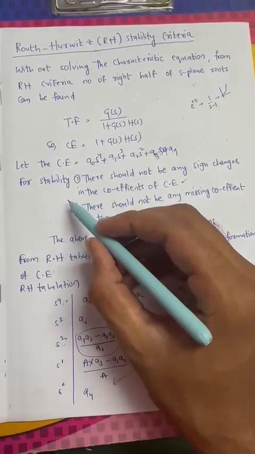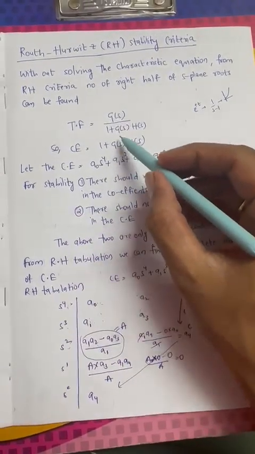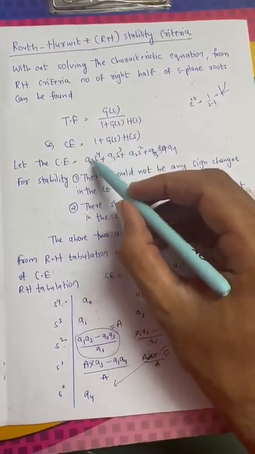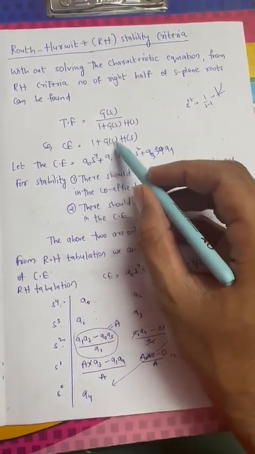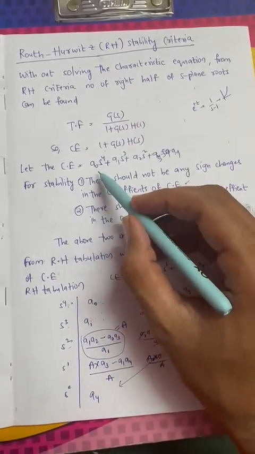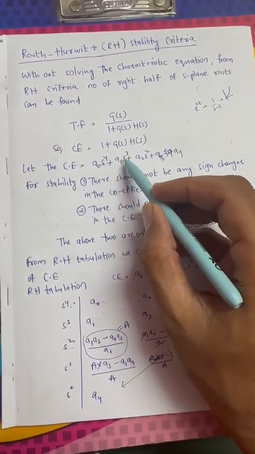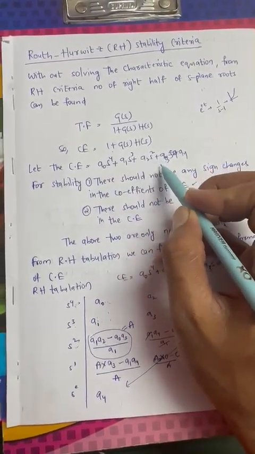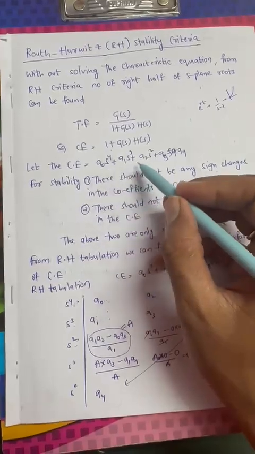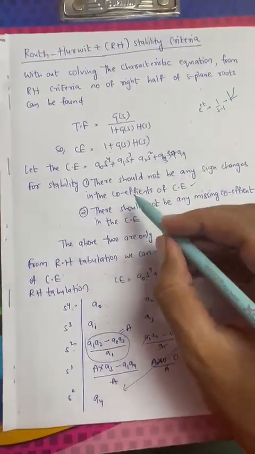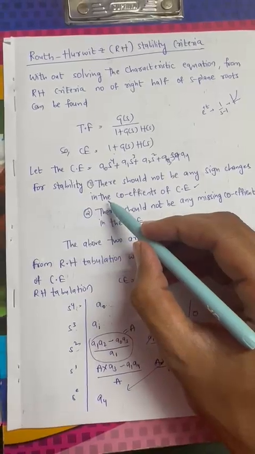So for stability, let the transfer function be g of s by 1 plus g of s into h of s. So the characteristic equation will be 1 plus g of s into h of s. For example, the characteristic equation is a0 s power 4 plus a1 s cube plus a2 s square plus a3 s plus a4. This is a simple fourth order characteristic equation.